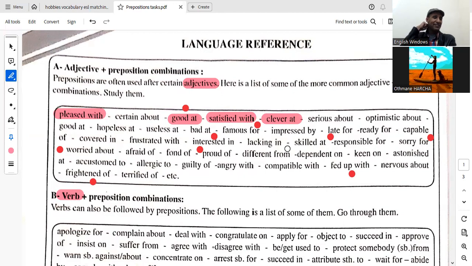What does it mean, clever at? Clever at. Yes. You are good in some things. Yeah, it's good, but what does clever mean? Clever means intelligent or smart, right? Voilà. Clever, ça veut dire smart ou intelligent.